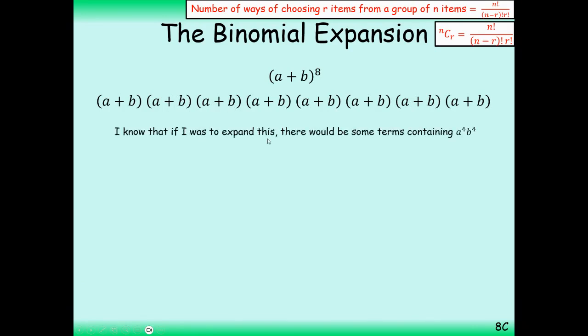In this question, we've been asked to figure out what's the coefficient of the term containing a to the power of 4 times b to the power of 4. Of course, the powers have to add up to 8 because we will have the expansion of (a + b) to the power 8. So what do we do?